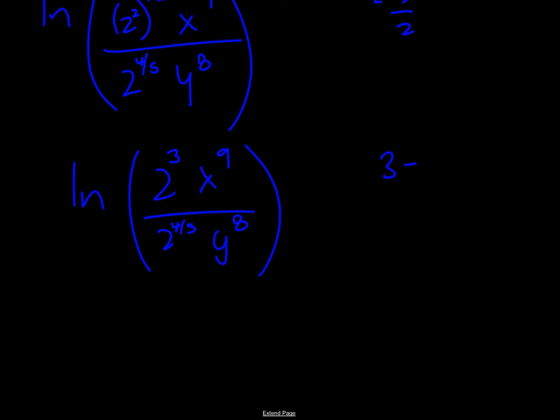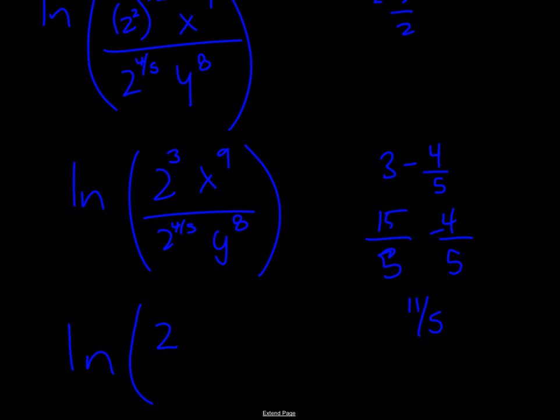So 3 take away 4/5. Could do that on my calculator, or I could find a common denominator, which would be 5. Right? 3 is the same as 15 over 5. Subtract these and I get 11 over 5. So I'll have the ln of 2 to the 11 over 5, and then I have x to the 9 all over y to the 8th. This would be, I think, as simple as I could get.